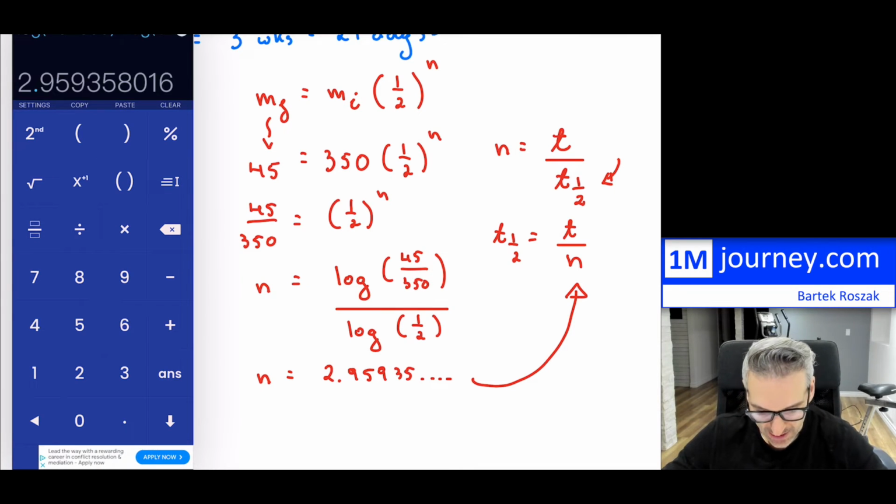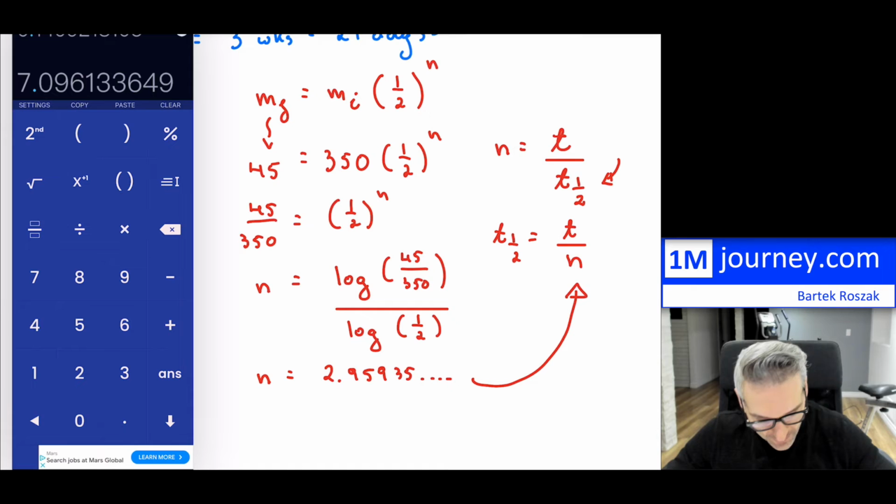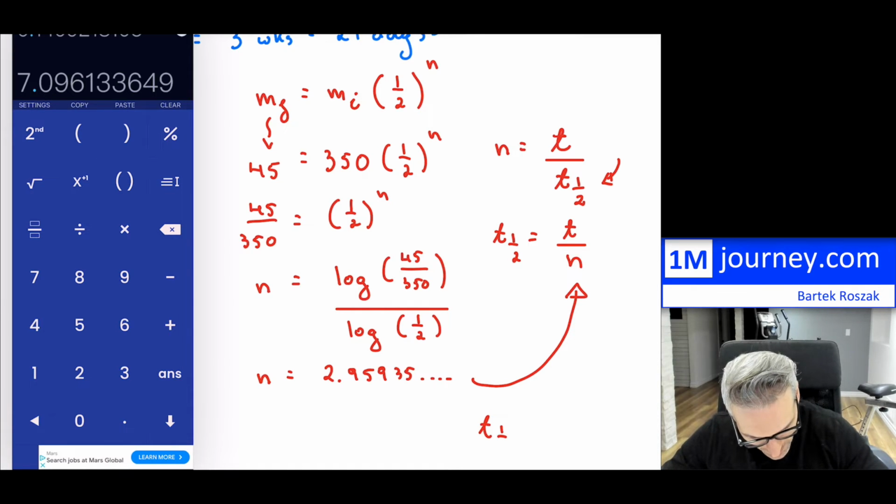So now I know t, so t was 21, so 21 divided by the n, and that's going to give us what the half-life period time is in days. Okay, so let's do that. So there you have it. So now, I just substituted it back in, and notice this, it says to round this to 3 significant figures, so it's going to be about 7.10, and this is going to be the number of days that it takes for one half-life.